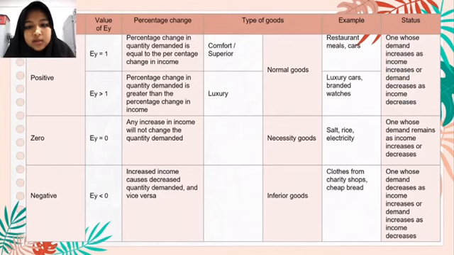Secondly, we have zero. Zero is one whose demand remains the same as income increases or decreases, such as necessity goods like salt, rice, and electricity.